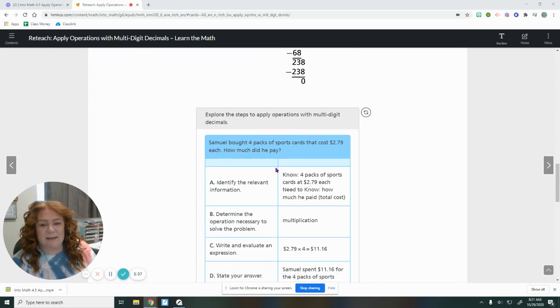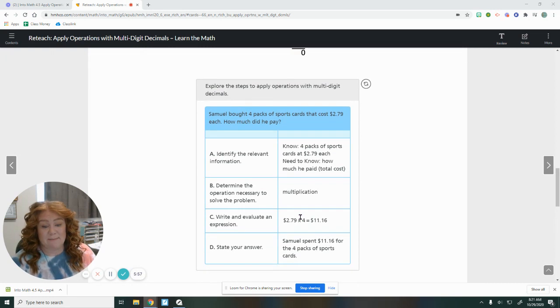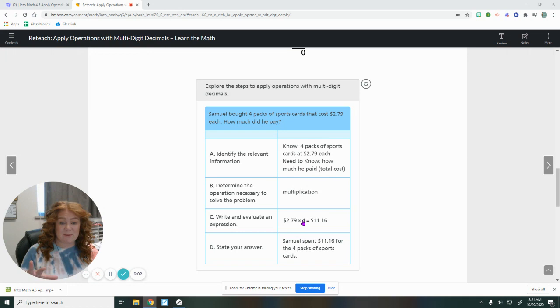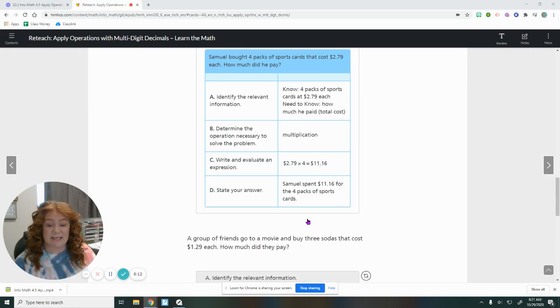So let's look at this problem here. Samuel bought 4 packs of sports cards that cost $2.79 each. So the first pack, $2.79, the second pack, $2.79, the third pack, $2.79, the fourth pack, $2.79. So I could add those all up, or the easiest way is to do repeated addition as multiplication. So 279 times 4, remember we're not lining up our decimals, just 279 times 4. And that was 1116 after I moved my decimal 2 places.